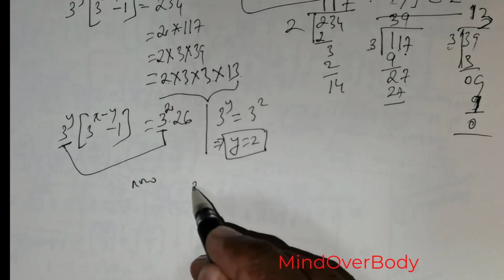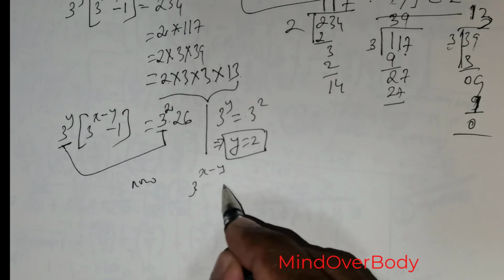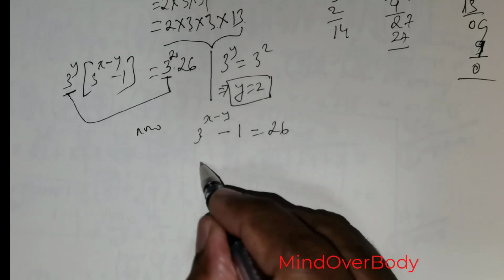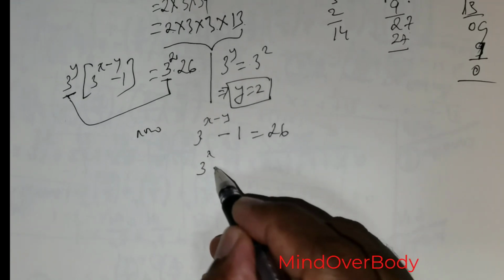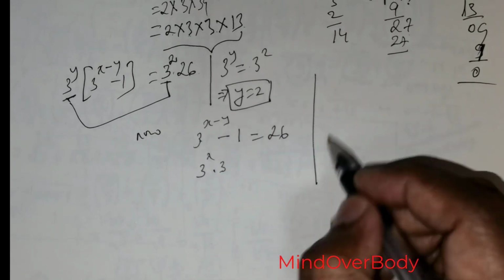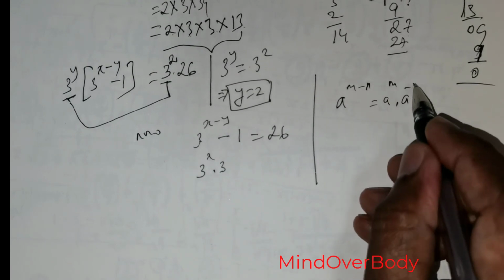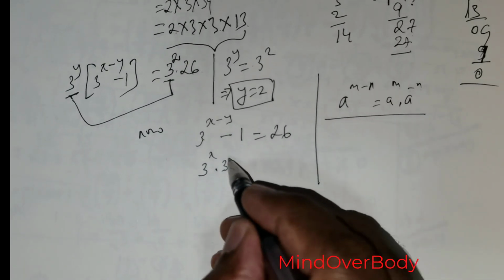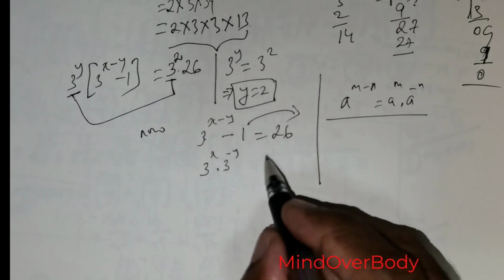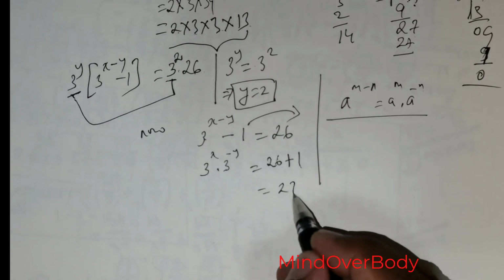Now having obtained y is equal to 2, you can compare 3 raised to the power of x minus y minus 1 to 26. Right? So this can be rewritten as 3 raised to the power of x times 3 raised to the power of negative y, because a raised to the power of m minus n can be written as a raised to the power of m times a raised to the power of negative n from the law of indices. So that's exactly what I'm doing. Now this negative 1, I can push it out to the right side. That will become a positive 1. So that's going to be 26 plus 1, which is 27.